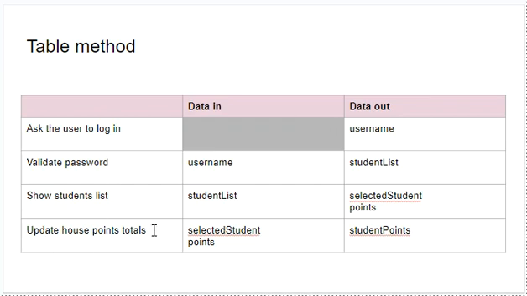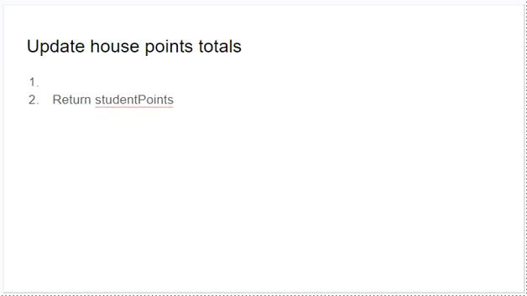And then the last one is update house points totals. We're taking in selected student and points, which we're not going to mention yet, and we're returning student points. And so we return student points. So that's the first step I would always do when I'm writing my pseudocode. The next step is to try and describe what's happening in each of the steps.